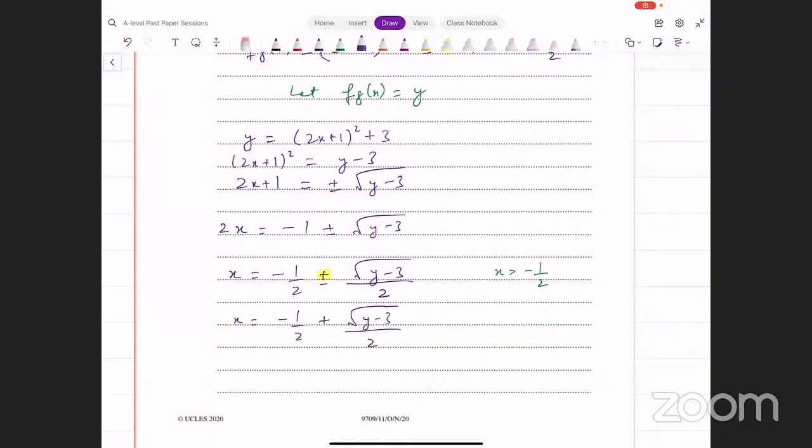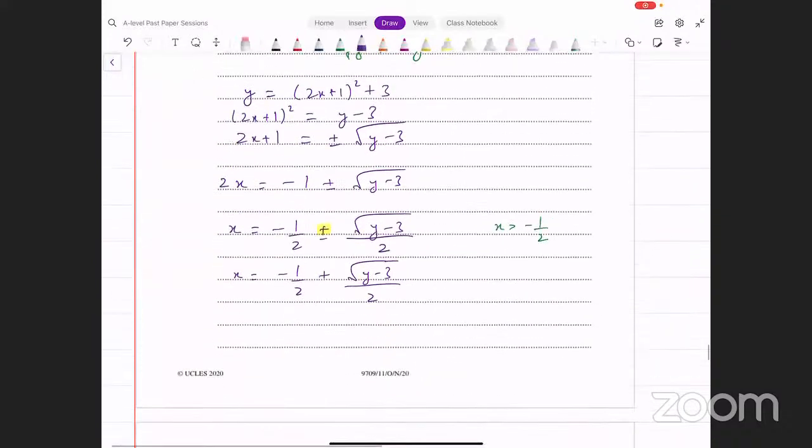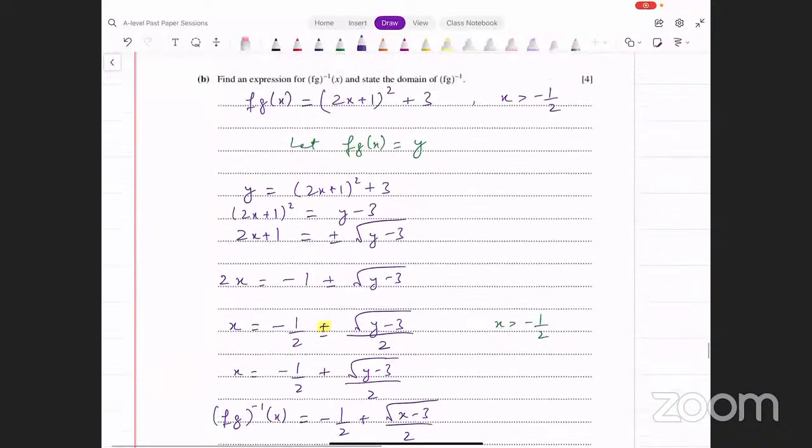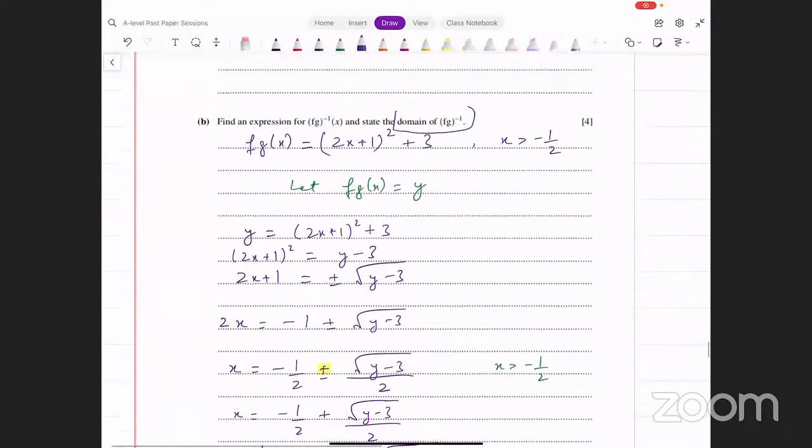अब इसको इनवर्स फॉर्म के अंदर लिख दें, x की जगह पे क्या कर दें, एफ जी होल इनवर्स लिख दें. So it becomes fg whole inverse of x that equals -1/2, और राइट साइड पे y की जगह पे x लिख दें, plus square root of x minus 3, over 2. That's your inverse function. एक आपको ये इनवर्स फाइंड करना था. और उसने क्या कहा है यहाँ पे, उसने कहा है स्टेट द डोमेन ऑफ एफ जी होल इनवर्स एज वेल. इसके डोमेन भी लिखते हैं.